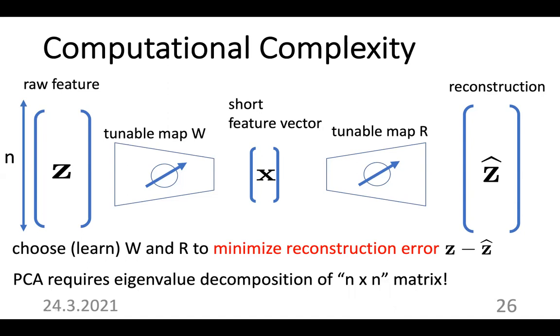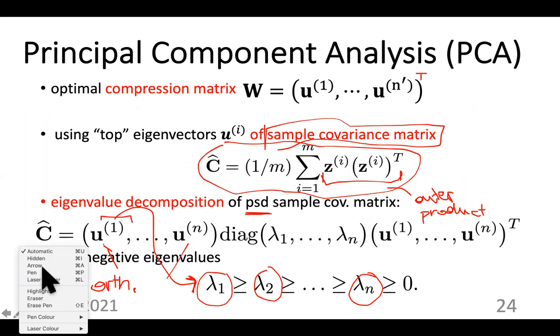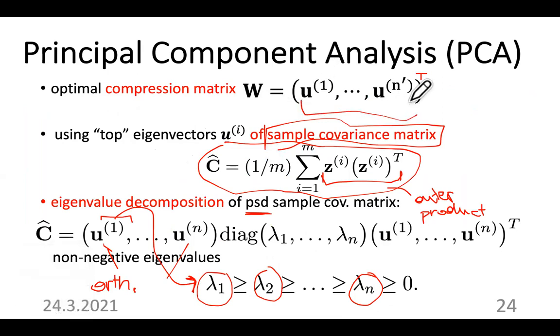And therefore, there are variants of PCA which try to avoid this computational burden of computing a full eigenvalue decomposition, because what we need in the end is not the full eigenvalue decomposition, but only the first n prime eigenvectors. So there are methods that more economically do this eigenvalue decomposition, in the sense that they only compute the first n prime eigenvectors and not all n eigenvectors, and they significantly save computational complexity.